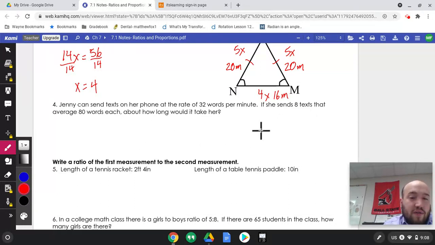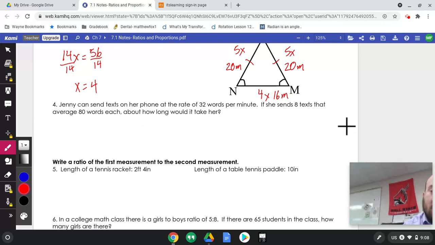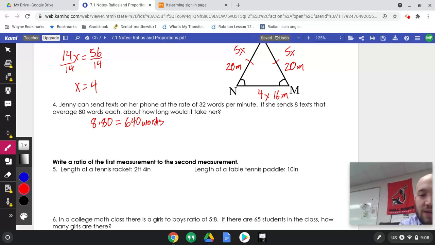The first thing we want to do is figure out how many words she needs to type. So if we think about that, we can do 8 times 80. So if we do 8 times 80, she's going to get 640 words. That's how many words she needs to type. Okay? Now, at this point, it says she can do 32 words per minute.